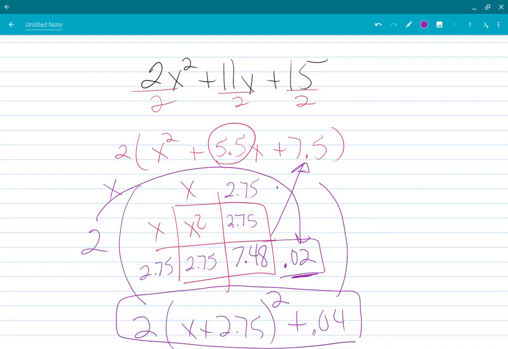Let me see. 7.5. Well, let me find out what half of 5.5 is to make sure what that is divided by 2. 5.5. Oh, I see. 2.7. I messed up right here. 2.75 times 2.75 is actually 7.5625. This is wrong right here. This piece is wrong. It's supposed to be $7.56 and a quarter. See that?